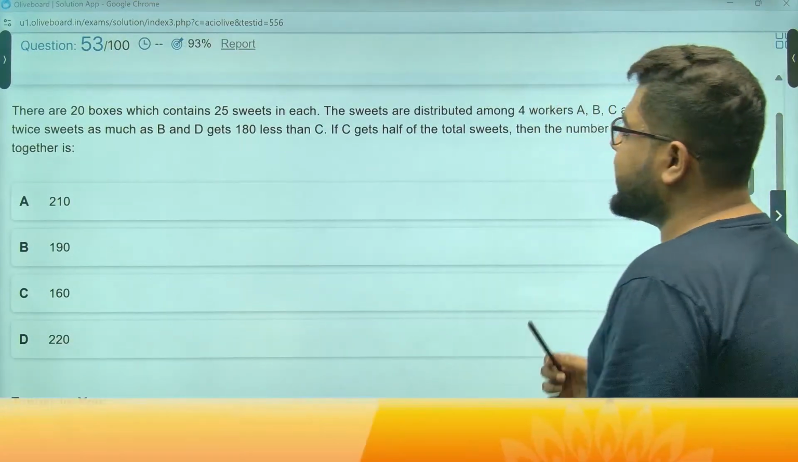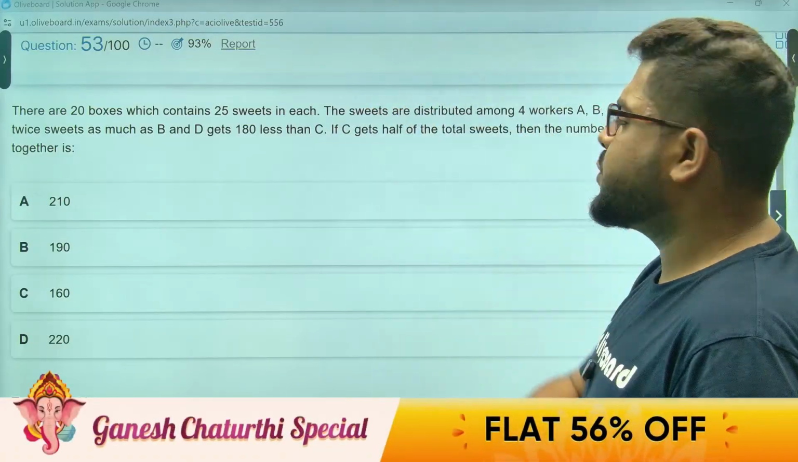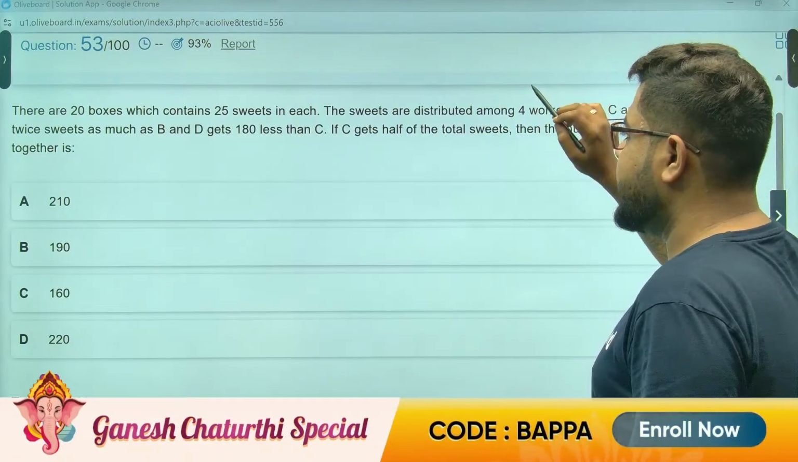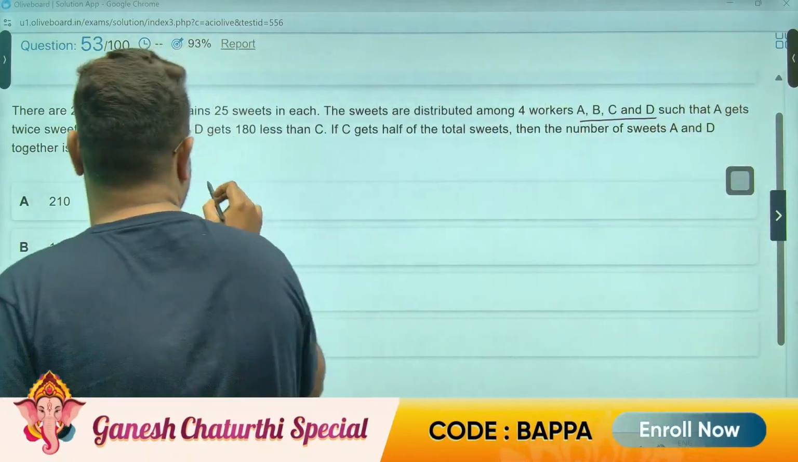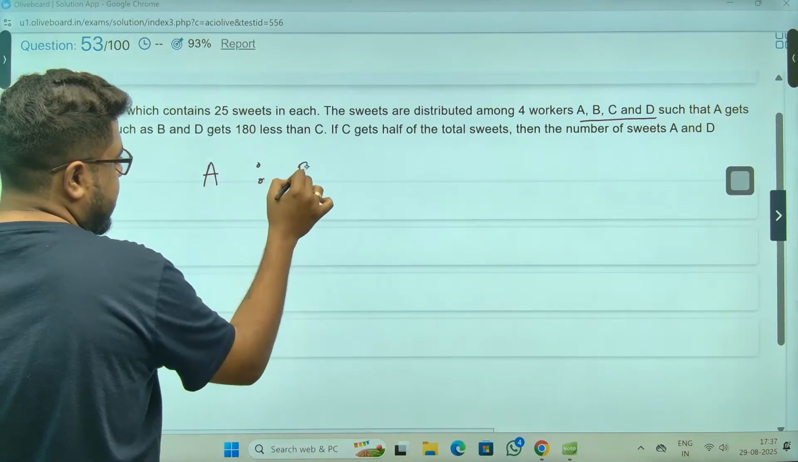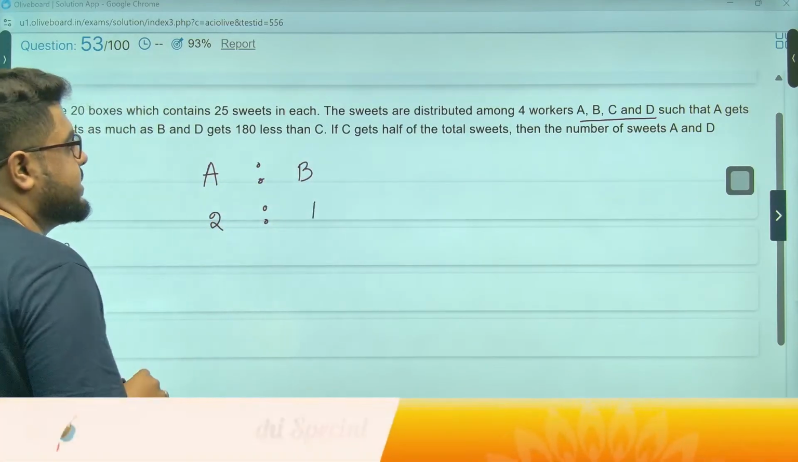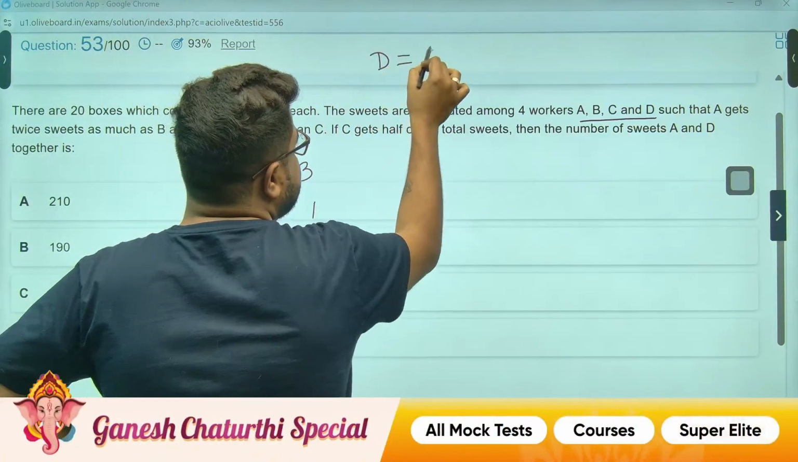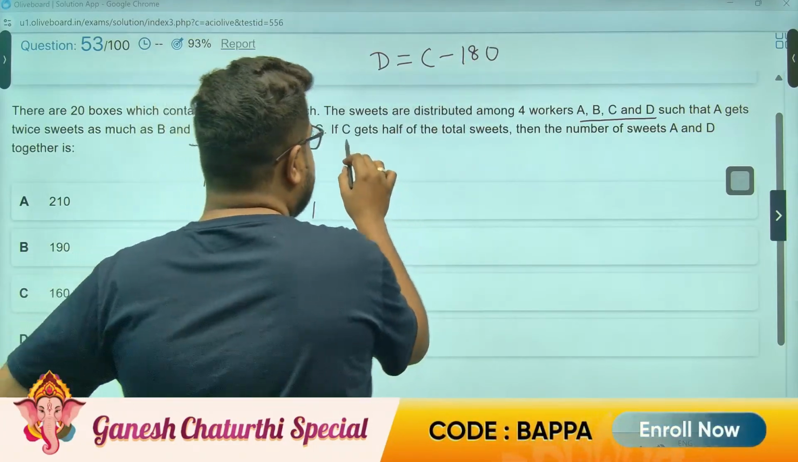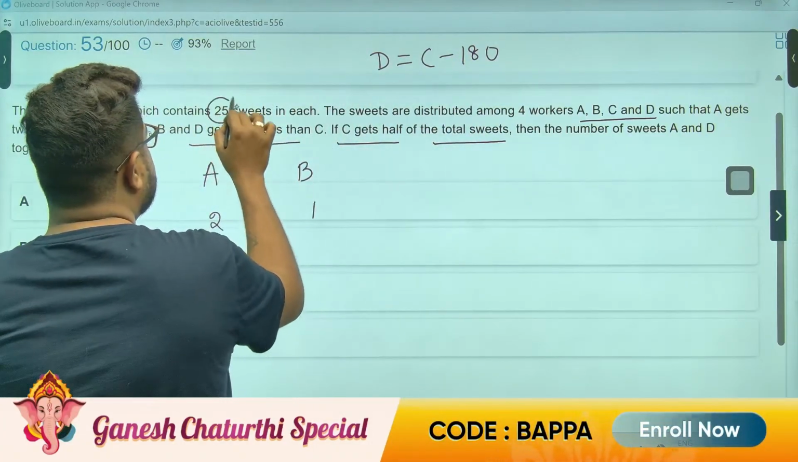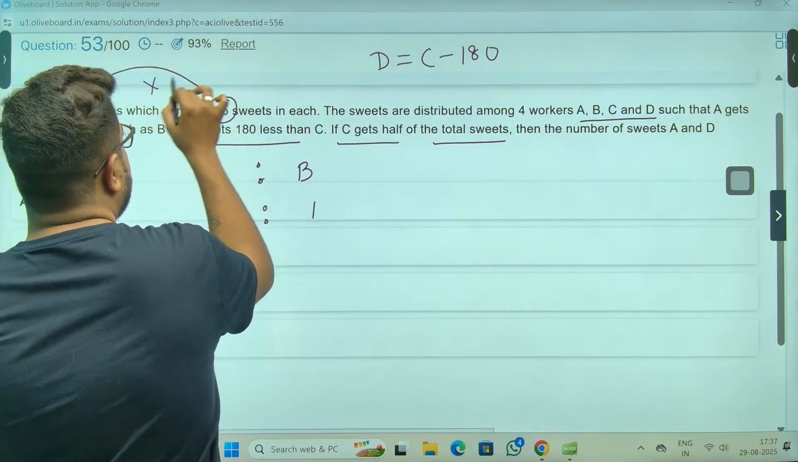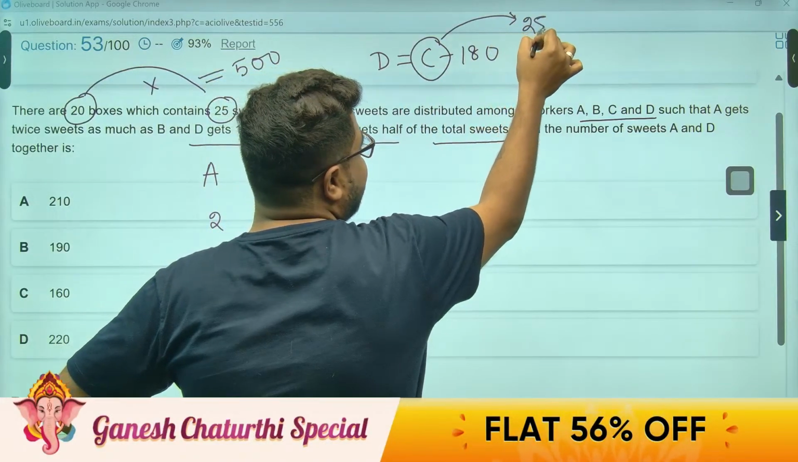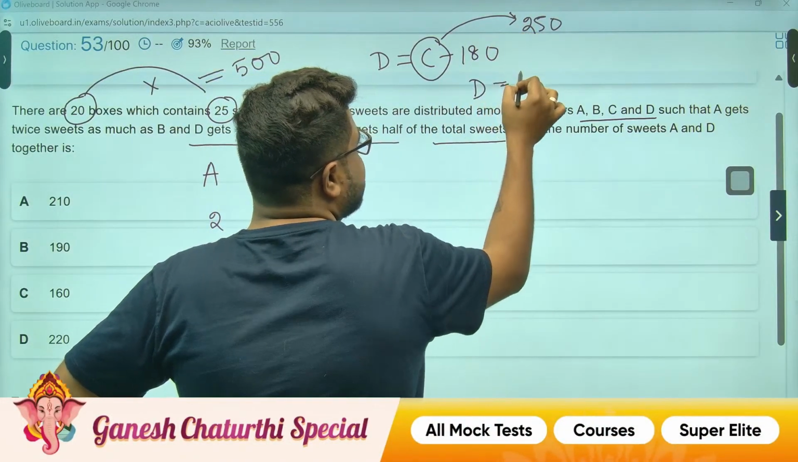There are 20 boxes which contain 25 sweets each. Sweets are distributed among 4 workers A, B, C, D such that A gets twice as B. A ratio B is 2:1. D gets 180 less than C. D will get C minus 180. C gets half of the total sweets. Total sweets 25 into 20, that is 500. And C gets 250 sweets, half of the total. So D gets 70, sir.